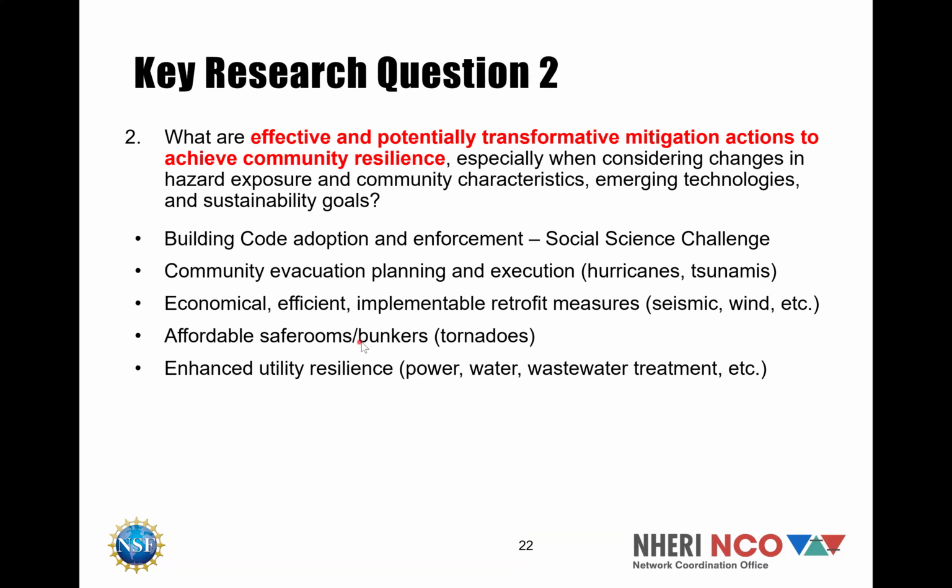Safe rooms. We do have safe rooms, but they're designed for the very worst tornadoes. Is that all we can offer to the homeowner? Maybe there's something where we can offer a safe room that will see you through an EF3 tornado, but maybe not an EF5. That's better than not having one at all.